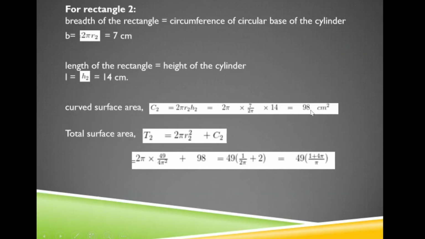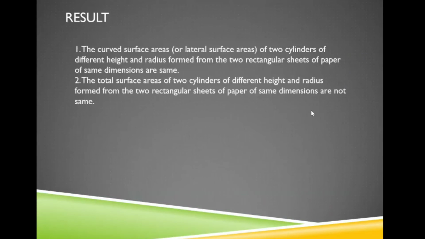Now it is coming out to be different, but the curved surface area was 98 earlier also, and it is again 98. So we can safely say that the curved surface area remains the same, but the total surface area can be different. So the result is that the curved surface area or the lateral surface areas of the two cylinders of different height and radius formed from the two rectangular sheets of paper of same dimensions are same, but the total surface area of the two cylinders of different height and radius formed from the two rectangular sheets of paper of same dimensions are not same.